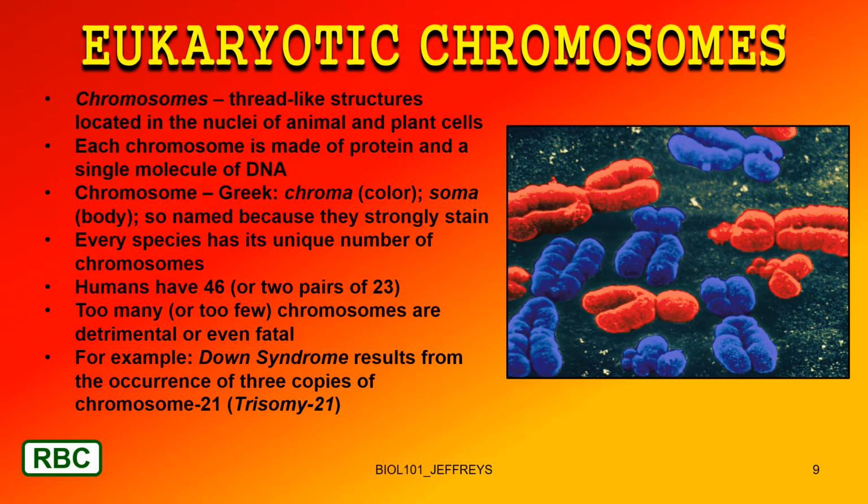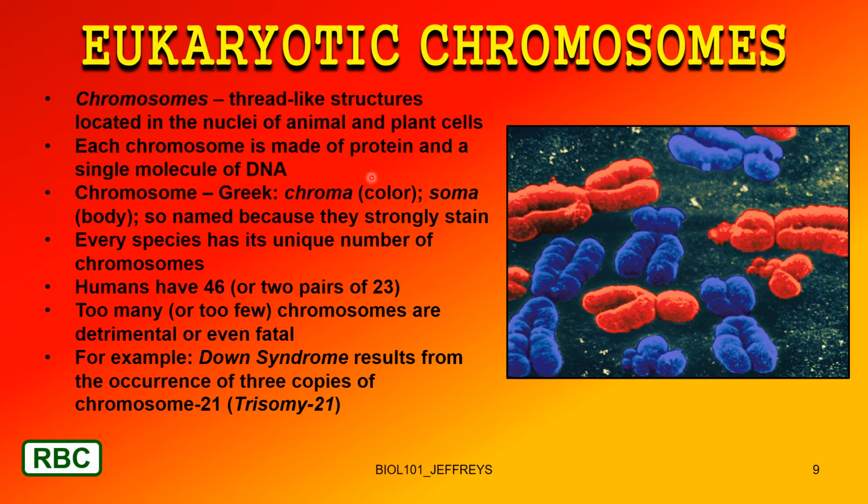Okay, eukaryotic chromosomes. Now when we talk about mitosis and the cell division of eukaryotic cells, we have to talk about chromosomes. Here you see a nice high-powered electron micrograph of chromosomes, and we generally think of them as taking this X shape. Chromosomes are thread-like structures located in the nuclei of both plants and animals. We're talking about higher organisms here.